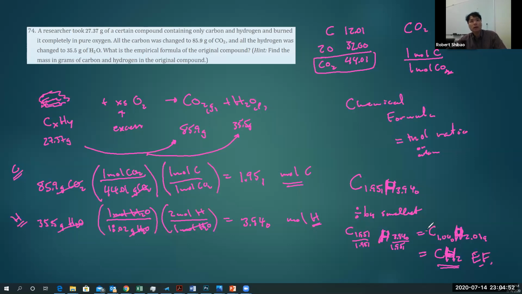Now, we need to get the molecular formula. And so if that's the empirical formula, then these are our choices for molecular formula. And so let's write that over here since I don't have that much space.